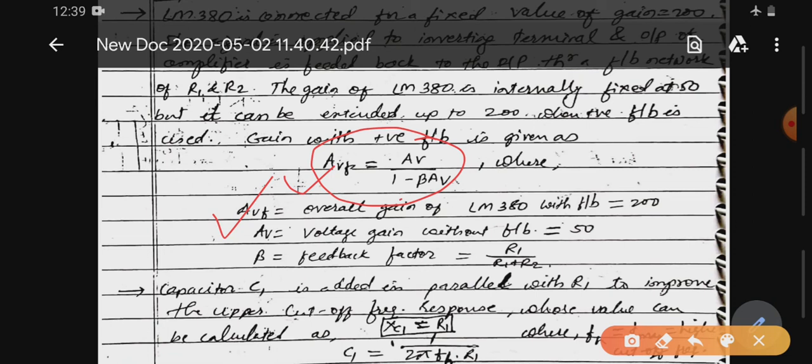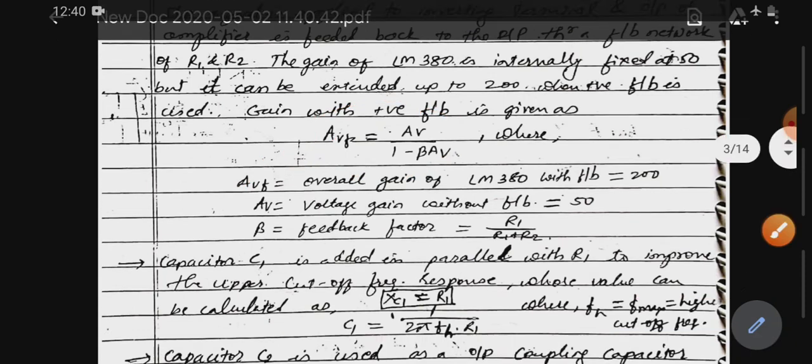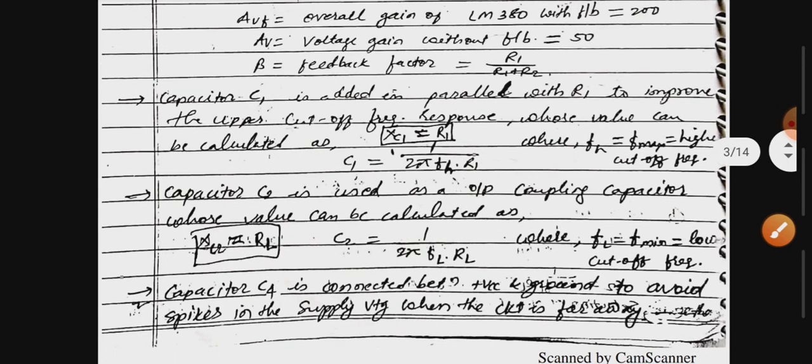Now the capacitor C1 is added in the circuit, connected in parallel with R1, whose function is to improve the upper cutoff frequency response. We know the frequency response of an amplifier is the graph of frequency versus gain in dB, frequency on the x-axis and gain on the y-axis. There is a lower cutoff frequency and an upper cutoff frequency. To improve the upper cutoff frequency, there is the capacitor C1.